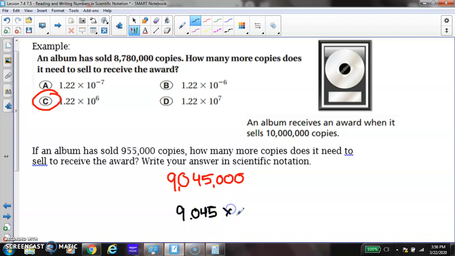So 9.045 times 10, well, if I start my decimal point here and count 1, 2, 3, 4, 5, 6 places, I'm going to have a positive exponent since I'm dealing with a large number. So 9.045 times 10 to the 6th power.